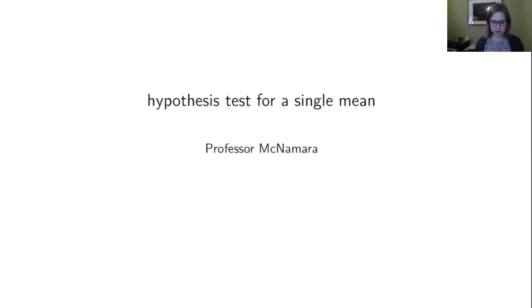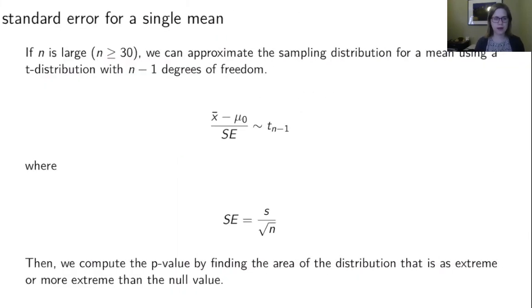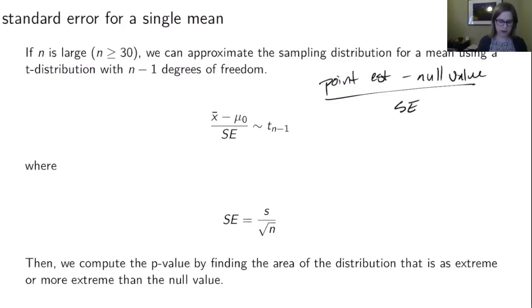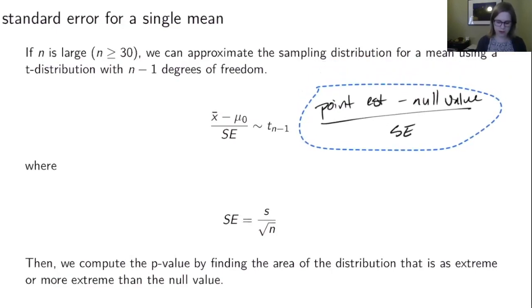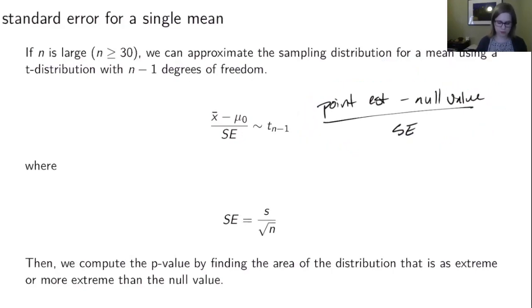Our last section for 6.2 is 6.2 HT for a hypothesis test. If n is large, then we can approximate the sampling distribution for a mean using a t-distribution with n-1 degrees of freedom. So our point estimate minus our null value over the standard error is approximated by a t-distribution with n-1 degrees of freedom. We approximate our standard error by s over the square root of n.